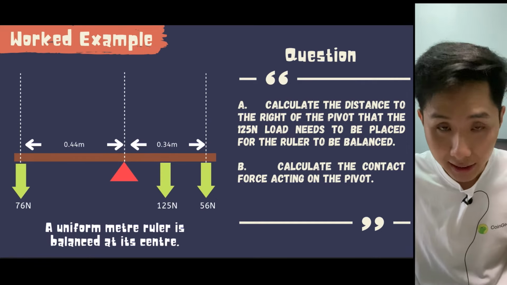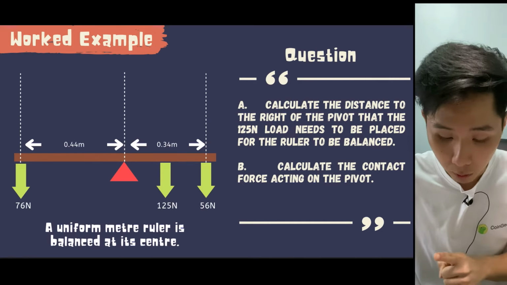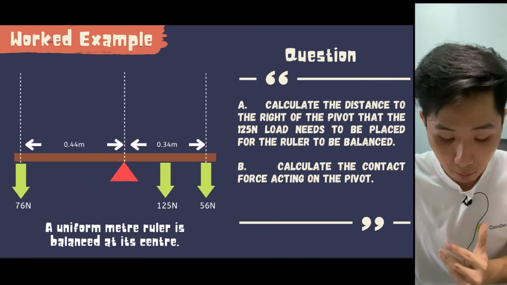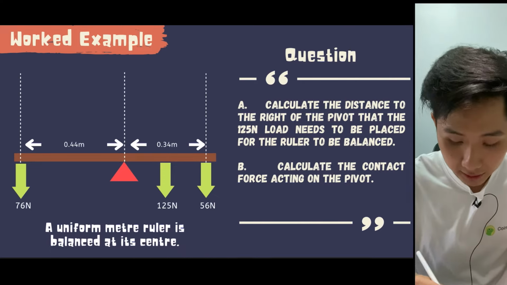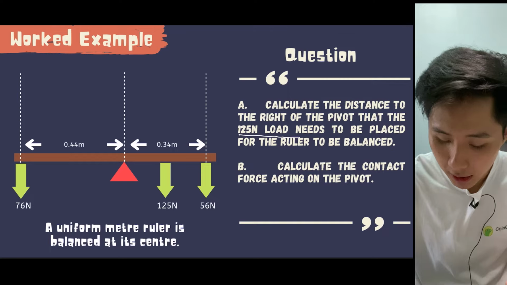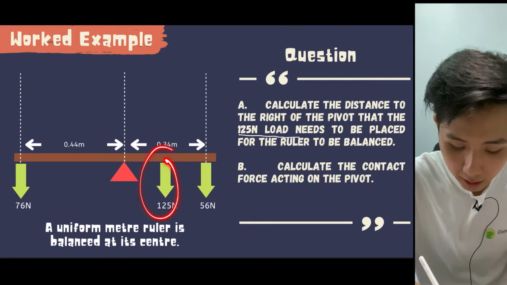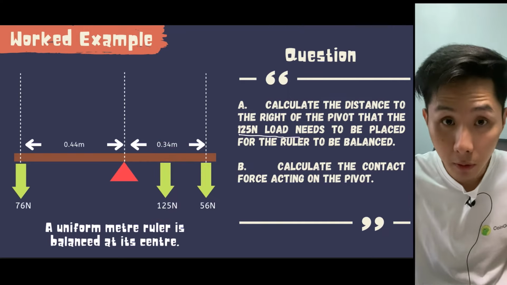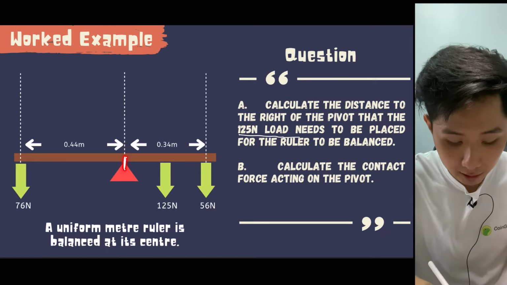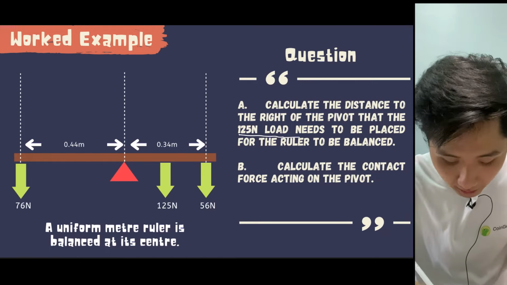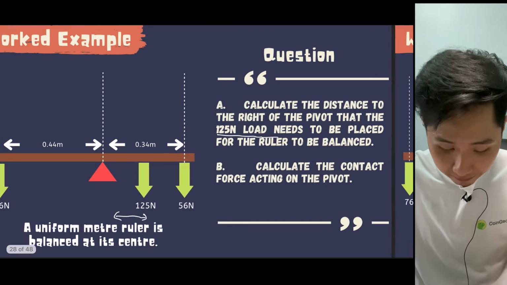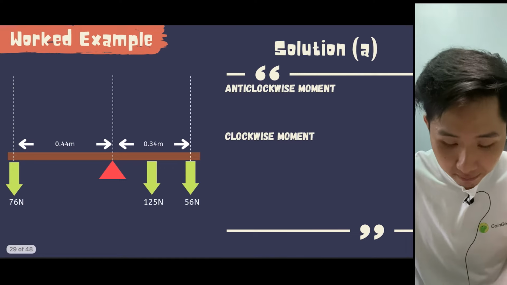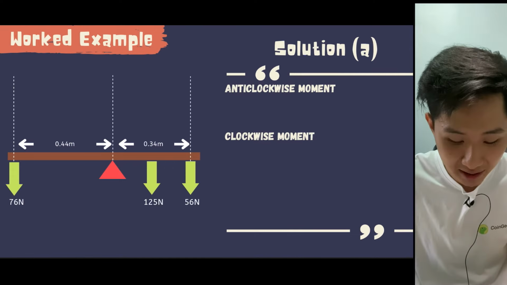So let's look at the last worked example question to further understand what is going on. What we need to do is calculate where the 125 N load should be placed in order for the ruler to be balanced. So now the ruler is placed in the center. And what we need to find is basically how far the force should be. And again, we can use the clockwise and anti-clockwise moments.